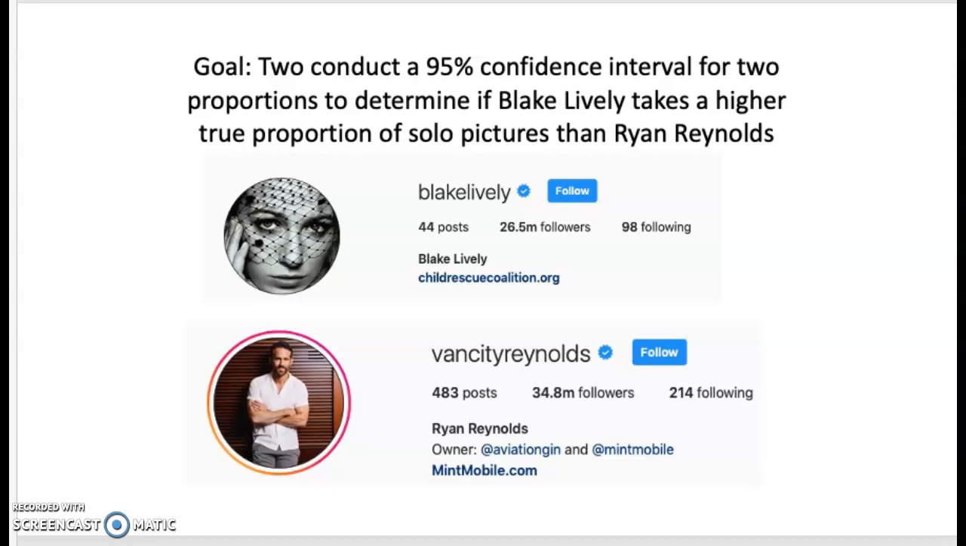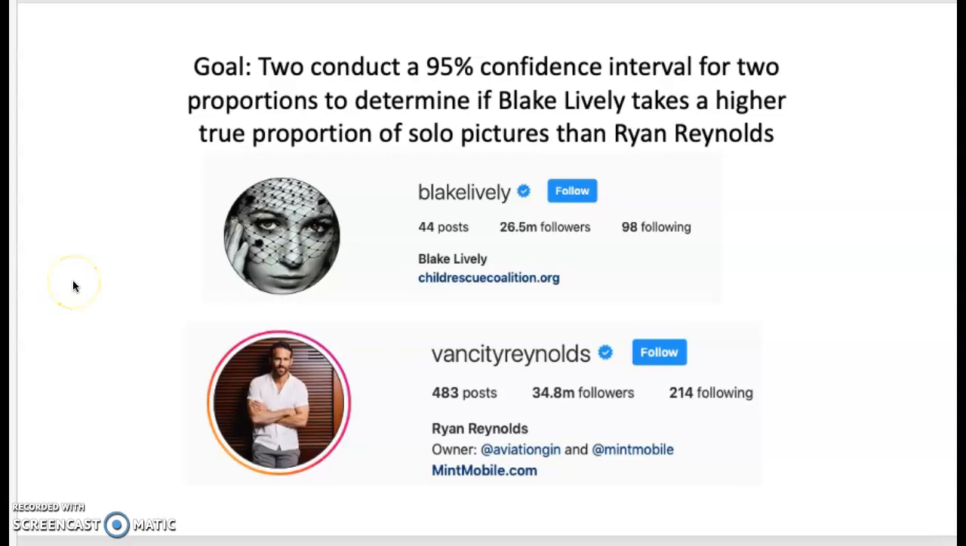Hey guys, the purpose of this video is to give you an example of how to construct a 95% confidence interval for two proportions for finding the difference. In particular, I've explored two celebrities, Blake Lively and Ryan Reynolds, and I want to see which one has a higher true proportion of solo pictures. Solo pictures meaning they're in a video or a picture by themselves, it doesn't necessarily have to be a selfie, just something of them.